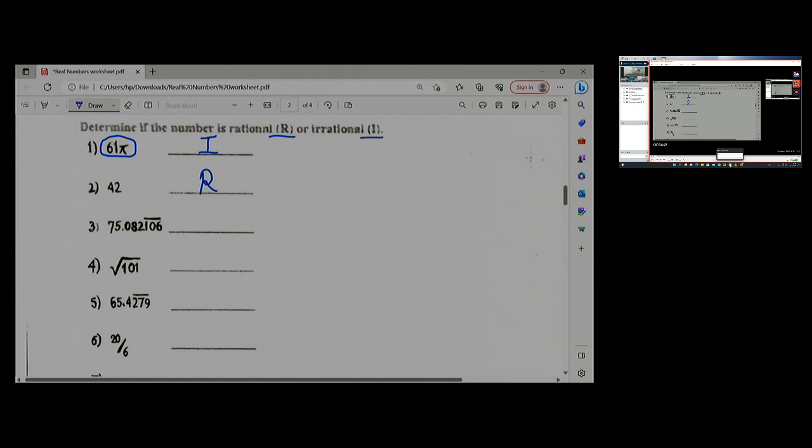Student number 5. Okay. What kind of number? Rational. Why is it a rational number? Can you tell me? Because it can be written as like 0.82 with a bar. What does this bar mean? 106, 106, 106. Okay? Yes.